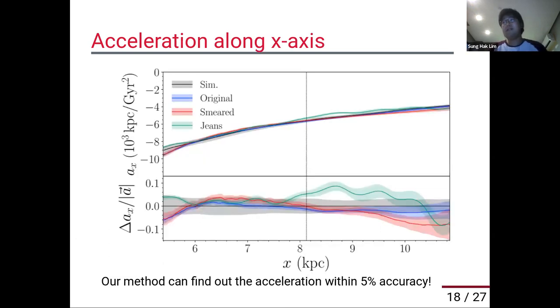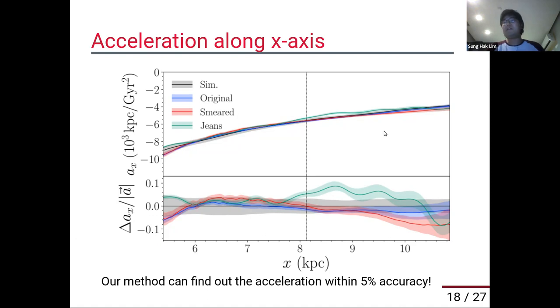Okay, so this is the result. This is the acceleration we found, and this is acceleration along the x-axis. We just plot x versus ax, and see that since every acceleration is heading to the galactic center, we expect that this ax has negative values, and as you see, at least it's heading in the right direction.